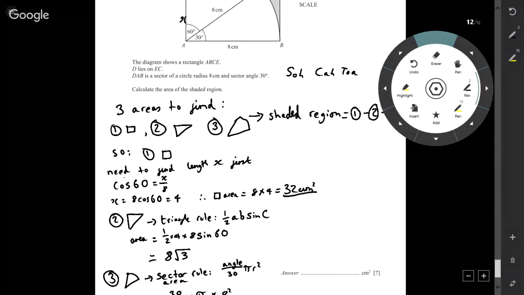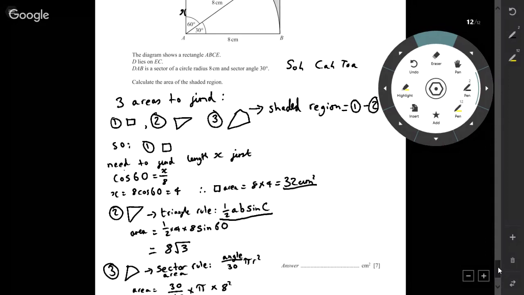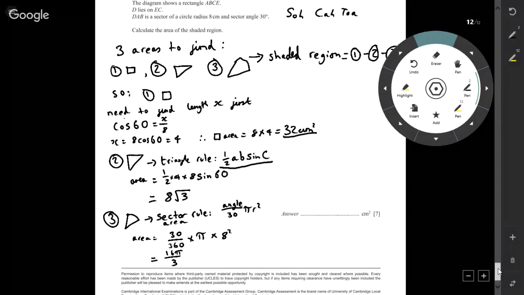Next is the triangle. Now for this, we can't use SOHCAHTOA, but we can use the triangle rule, which is another rule that you should have in your memory. Half ab sine C is the area of a triangle. So again, we're just going to chuck in the numbers from the top diagram. It's a half times 4 times 8 sine 60. That brings you to 8 root 3, and yeah, that's the answer to that.